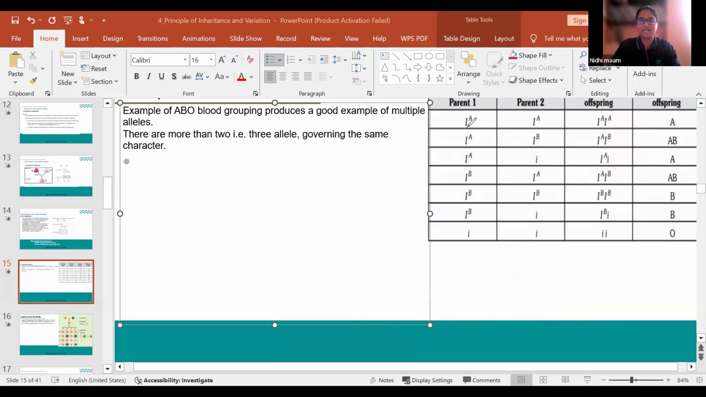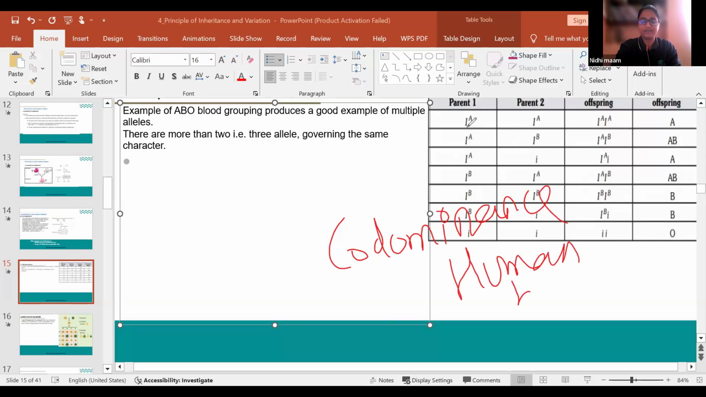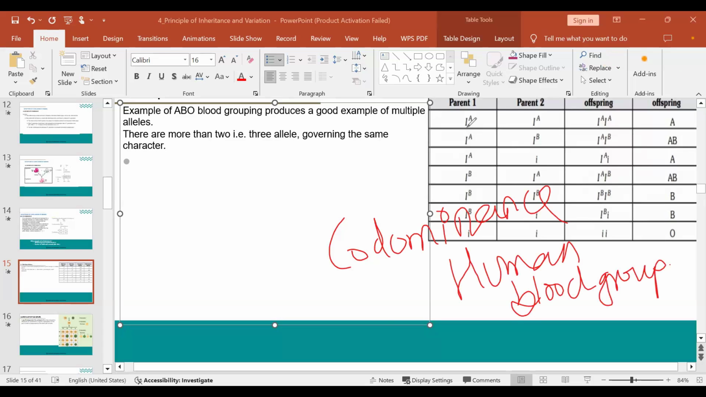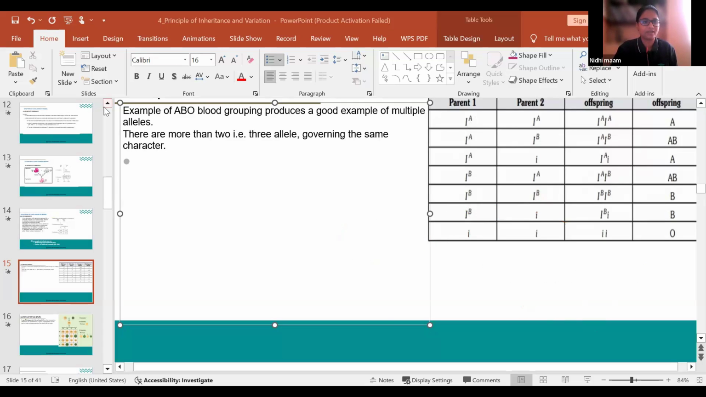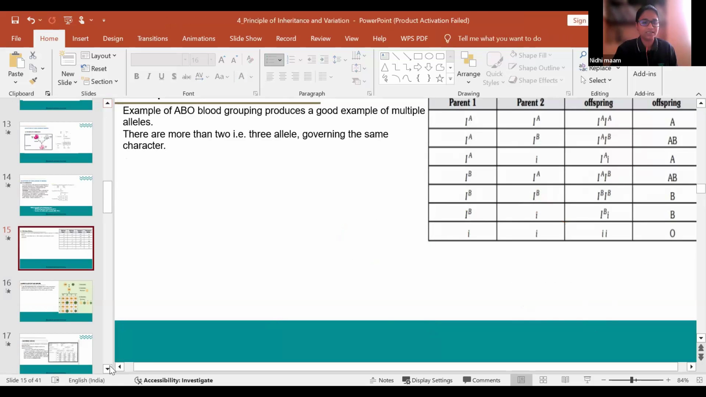Very important example. When asked to give an example of codominance, you can give a rabbit, or the human blood group. Which blood group shows codominance? Human blood group. Which blood group in human will show codominance? AB. The blood group AB shows codominance. Multiple alleles.